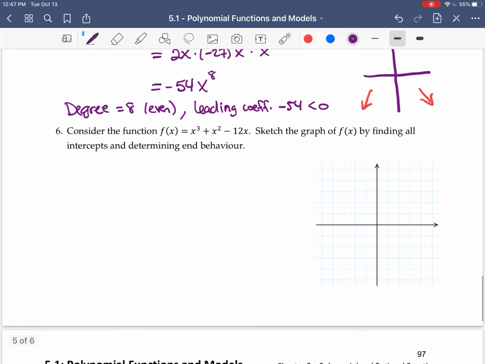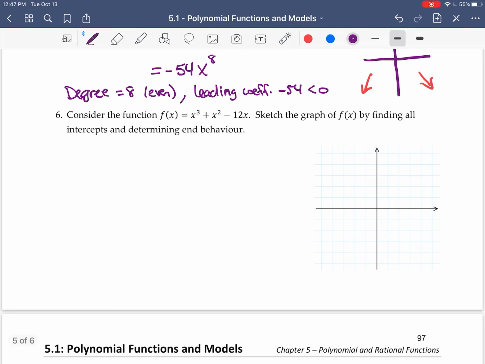Let's try another one. So here we have the function f of x is x cubed plus x squared minus 12x. And we want to sketch the graph by finding the intercepts and determining the end behavior. So the first thing we might want to do is put it in factored form. So I can factor out an x, and then I'm left with x squared plus x minus 12. And now I can factor this quadratic as x plus 4 times x minus 3.